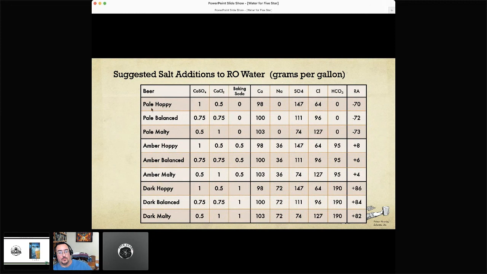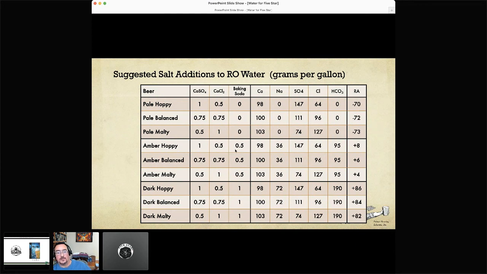You can change that to a more balanced profile with a 1-to-1 sulfate to chloride, or near 1-to-1, by going to 0.75 grams per gallon of each. Again, that same 100-ish calcium. Now your sulfate is roughly equal to your chloride, the same residual alkalinity level. Pale malty, flipping that around, half gram of calcium sulfate, 1 gram of calcium chloride, and now your sulfate to chloride is flipped around, kind of a 2-to-1 chloride to sulfate, roughly.